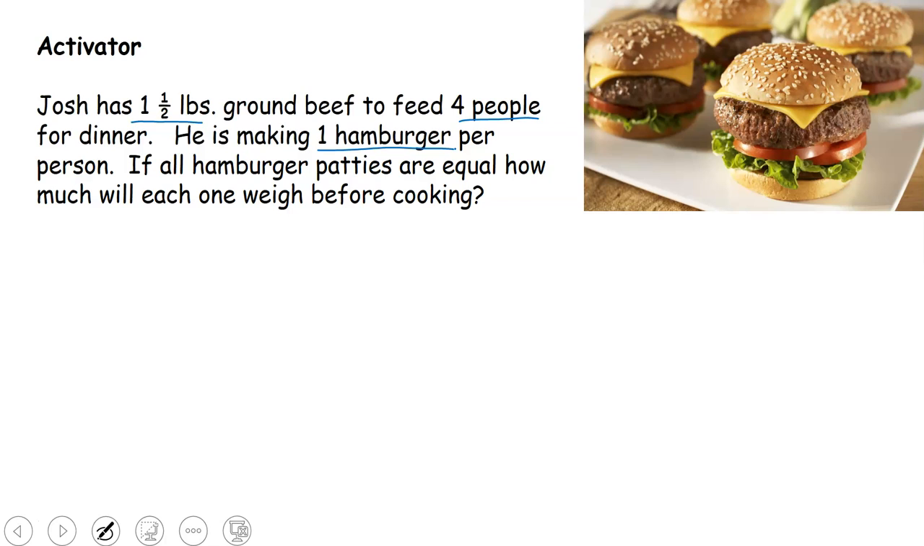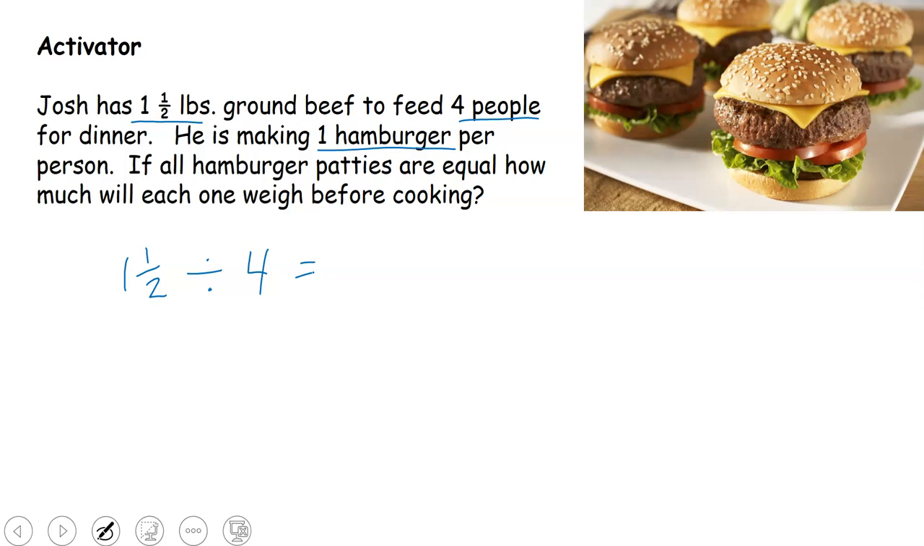So each person is going to eat 1 hamburger. So we know that we're making 4 hamburgers out of 1.5 pounds of ground beef. So basically what we need to do is we are going to split or share 1.5 pounds of ground beef amongst 4 people. When you're thinking about sharing or splitting, that should make you think of division. We're dividing 1.5 by 4.